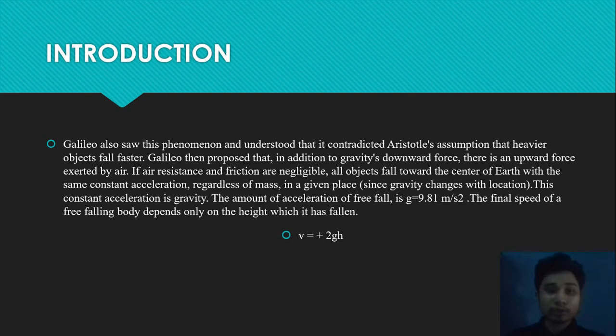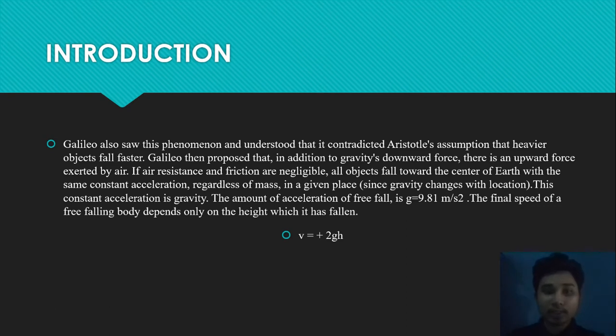Galileo also saw this phenomenon and understood that it contradicts Aristotle's assumption that heavier objects fall faster. Galileo then proposed that in addition to gravity in downward force, there is an upward force exerted by air. If air resistance and friction are negligible, all objects fall toward the center of Earth with the same constant acceleration regardless of mass in a given place.